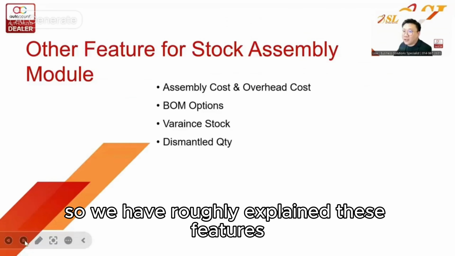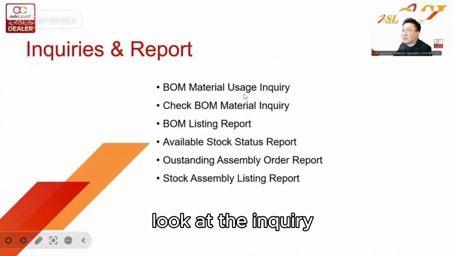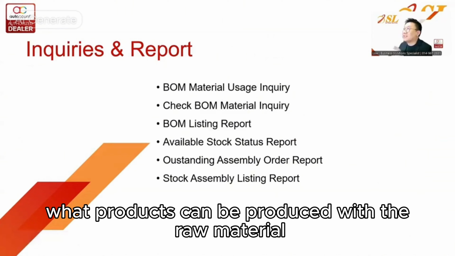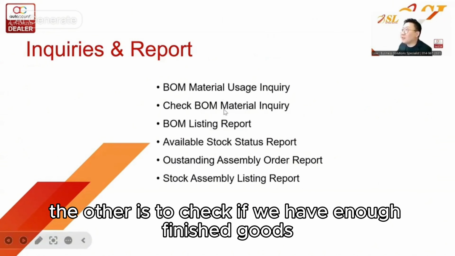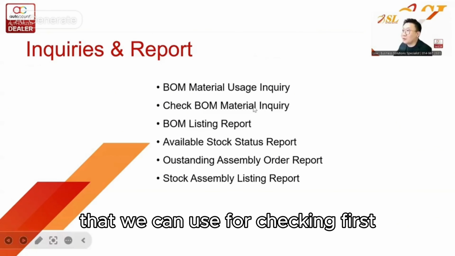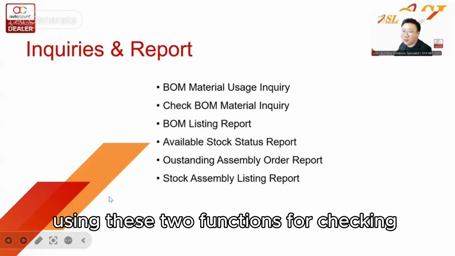So we have roughly explained these features. Now let's look at some reports and some inquiry functions. Looking at the inquiry, there are 2 inquiries. One is to check what products can be produced with the raw material, which requires all parts. The other is to check if we have enough materials for production. So there are 2 functions before we process production that we can use for checking first. This is where the checking is done.